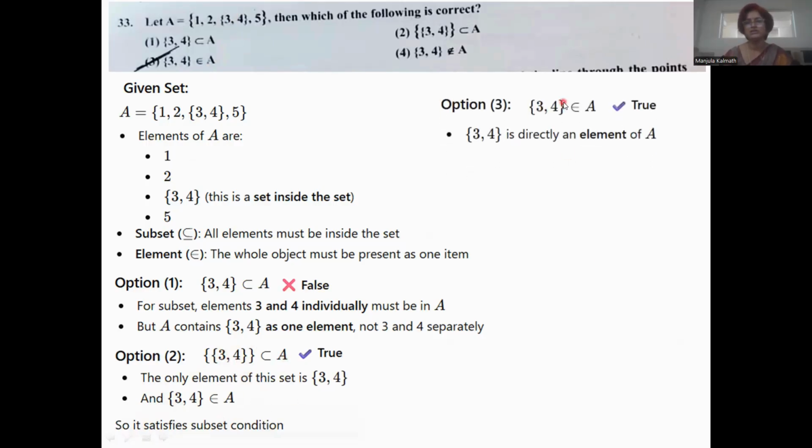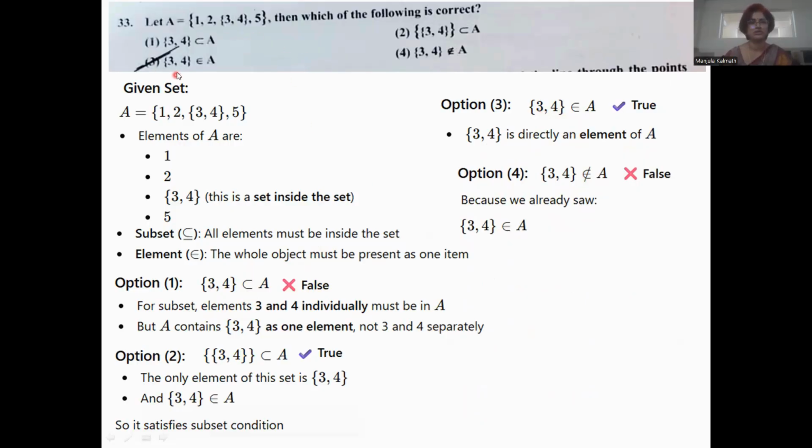And then the next one is 3 comma 4 belongs to A. Now here we have 3 comma 4 directly as an element of A. Now belongs to, you are using 3 comma 4, it is one of the elements. But 3 comma 4 we cannot use as a subset. This difference you have to notice. 3 comma 4 is not a subset of A, but 3 comma 4 with bracket belongs to A. This is correct. And the fourth option is 3 comma 4 does not belong to A. That is false, because we have already proved that 3 comma 4 belongs to A.